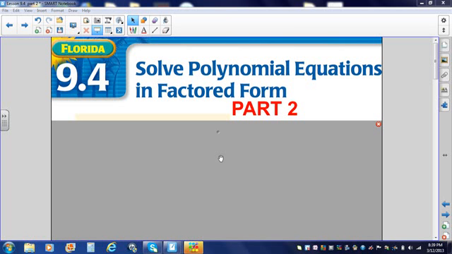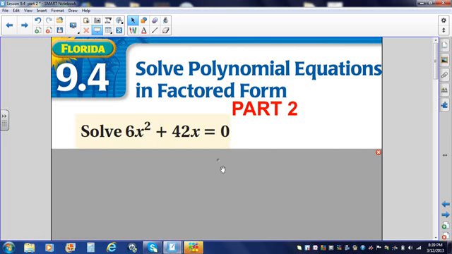Today's lesson is going to be on 9.4, part 2, talking about factoring polynomials, and in this case, polynomial equations. So let's take a look at our problem. Please write down the equation 6x squared plus 42x equals 0.